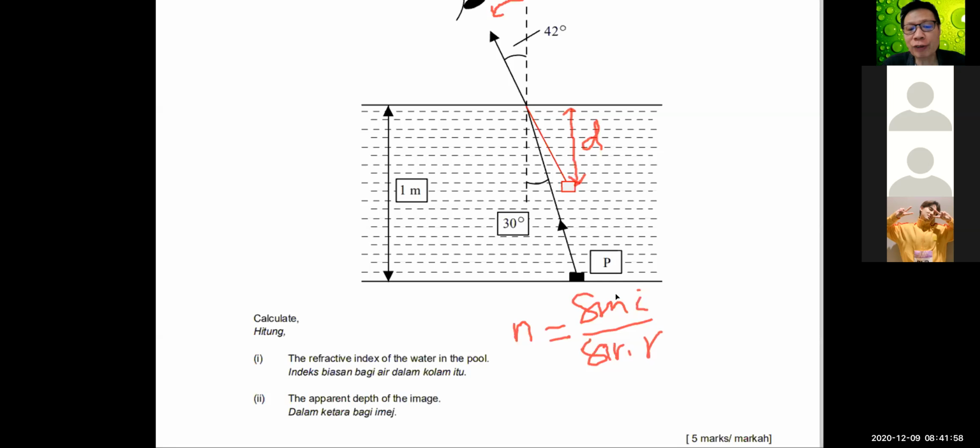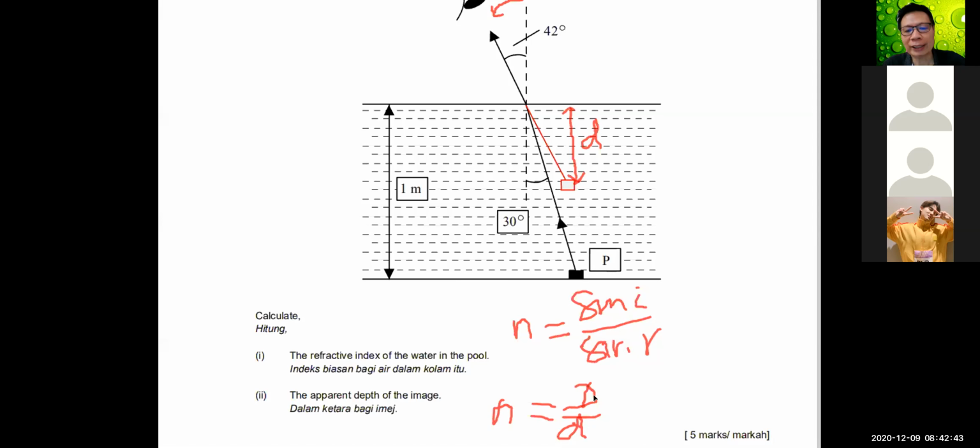The rule of using this formula now: the angle on top must be larger, and the angle at the bottom must be smaller. So here, 42 is bigger, 30 is smaller. It should be sine 42 divided by sine 30. Do it yourself, everyone. Sine 42 divided by sine 30, so you get the answer. Then for the second part, find the apparent depth, right? Use this formula: n equals big T, the real depth, divided by apparent depth, small d.